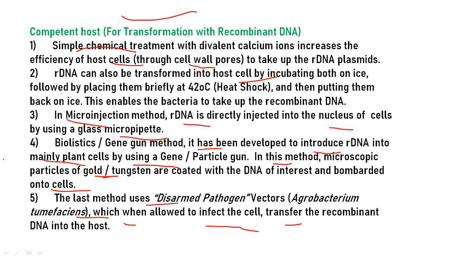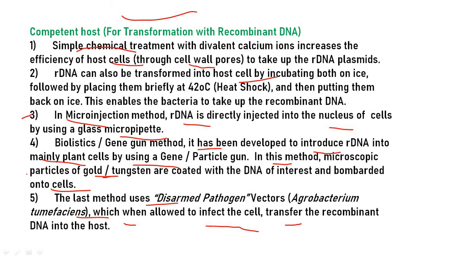Competence can be enhanced by treating the host cells with a specific concentration of a divalent ion, like calcium, and electroporation, that is, the electric current. It stimulates the attachment of the DNA fragments or the vectors over the receptor sites of the cell wall. The cells are then incubated on ice, given a brief heat shock at 42 degrees Celsius and again put back on ice. As I've told you, that is the heat shock method. The foreign DNA or particles pass through the plasma membrane and enter the cell. It is known as the electroporation technique.